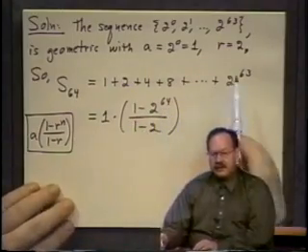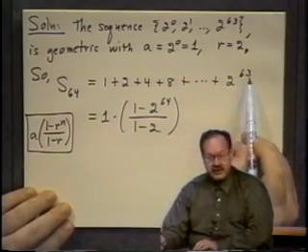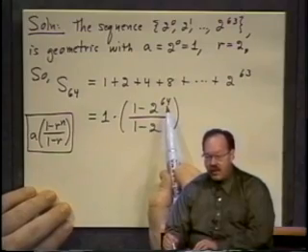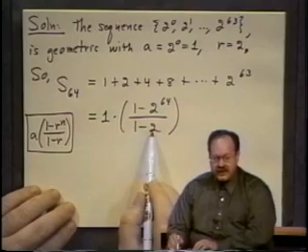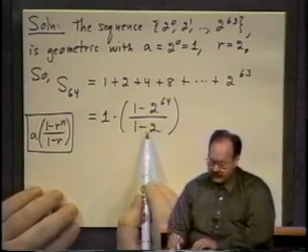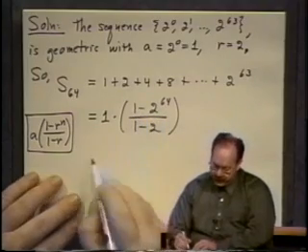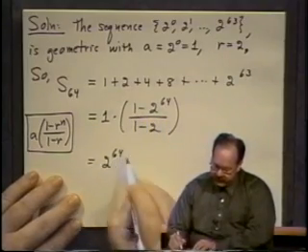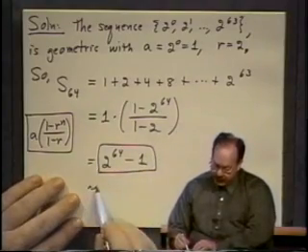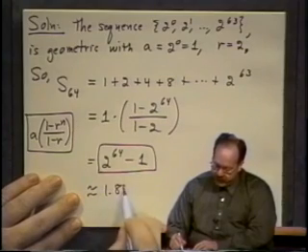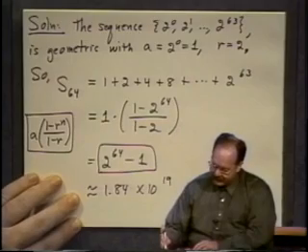And notice again that the power of R that is the final term in this sum is 63, whereas it is 64 for the formula. This is N, this is N minus 1. Well, 1 minus 2 is minus 1. And minus 1 times the top simply switches the order. And so we have 2 to the 64th minus 1. And that is the number of grains of rice. If you approximate that, it's about 1.84 times 10 to the 19th rice grains.